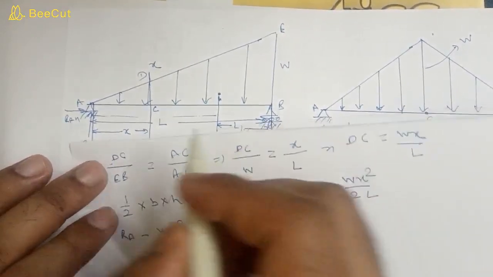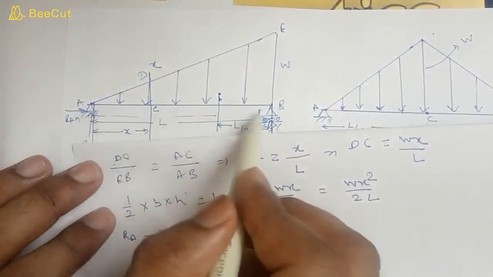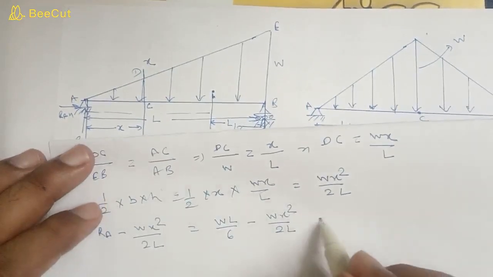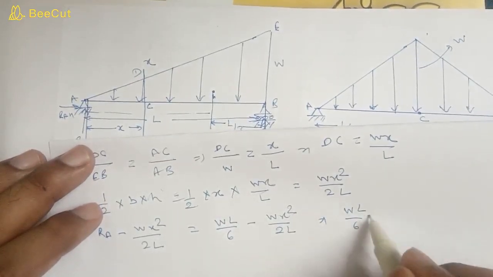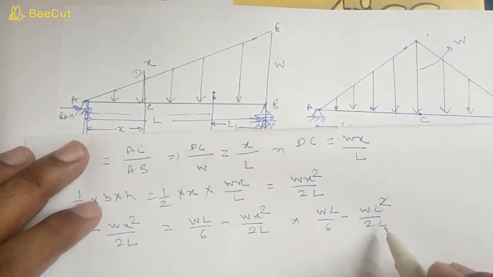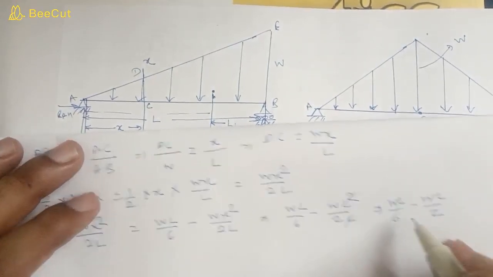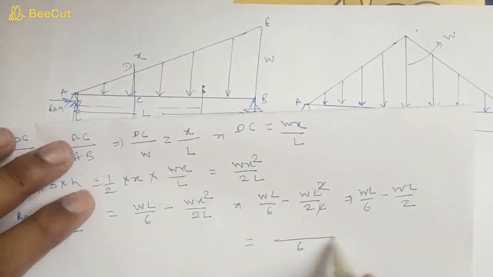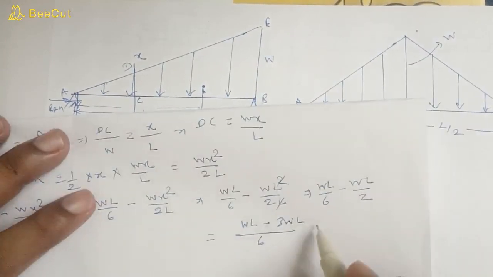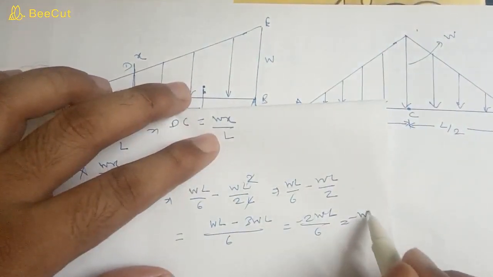If we want to find the shear force at B, at distance L, X is equal to L, means B. So it will become WL by 6 minus WL square by 2L. We have put X is equal to L. So we will get WL by 6 minus WL by 2. So with common denominator 6, it will become WL minus 3WL, so minus 2WL by 6, or minus WL by 3.